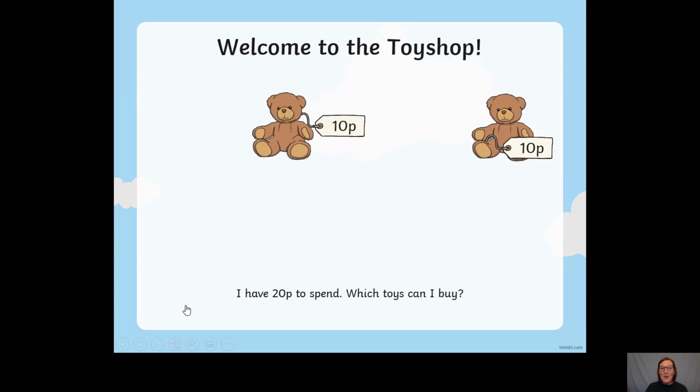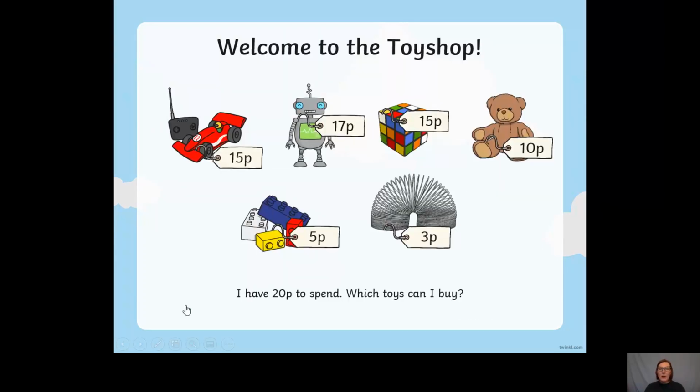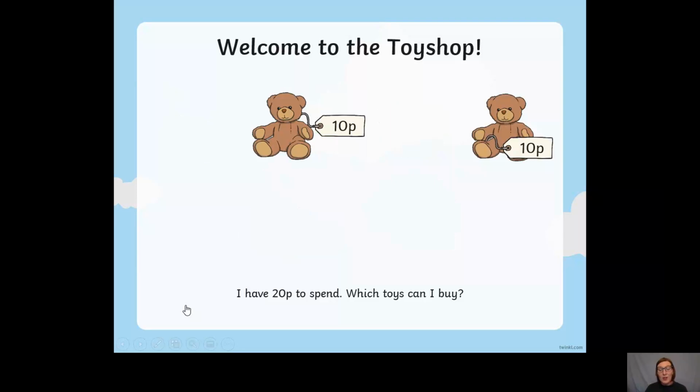Now, if we go back to the toy shop, can you think of some different ways to add those toys together to make 20 pence? I want you to pause the video here and have a go at that now. Welcome back. How did you get on? Brilliant. So we had my one with the 2 teddy bears, 10 pence and 10 pence.